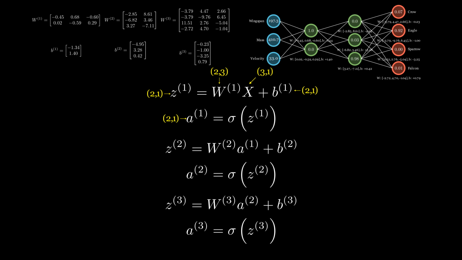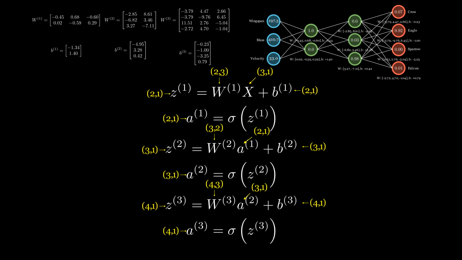We see that Z2 is a 3×1 vector, and so is B2. A2 remains 3×1. And now for Z3. There are 3 inputs and 4 neurons. So W3 is a 4×3 matrix. Multiplying W3 with A2 gives us a 4×1 vector, and that is the shape of Z3 and B3. As for A3, the fact that we use softmax function instead of sigmoid does not change the rules of the game. A3 also has a shape of 3×1.